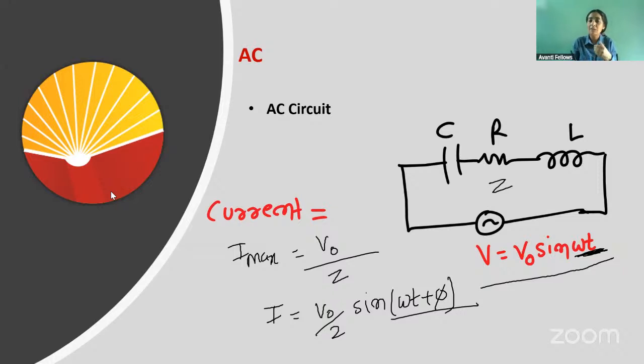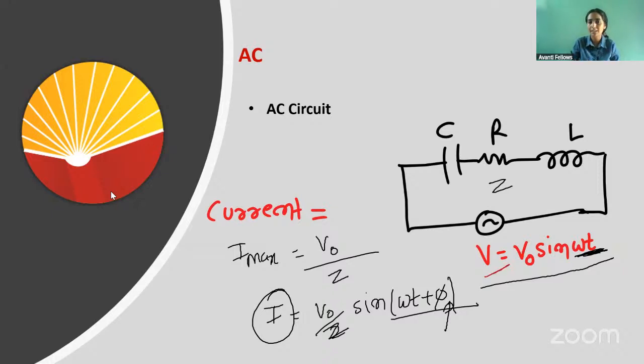So if we actually need to write I, we also need to write the value of phi, because we already know the value of Z, V0 by Z, I0 is clear. Sine omega t is already given, omega is already given, phi we need to calculate. One more thing I want to tell you, how you will compare phase of two things if that is given in the question. Always go with same trigonometric function.